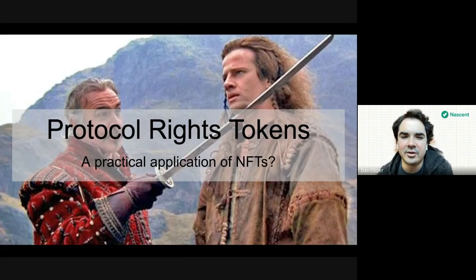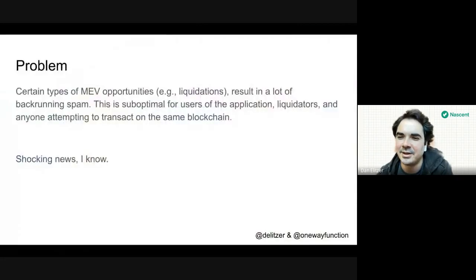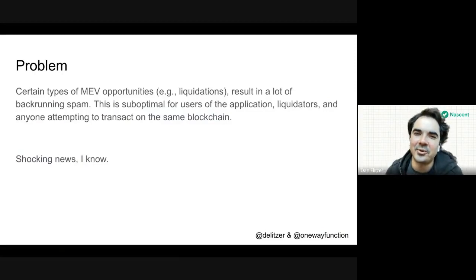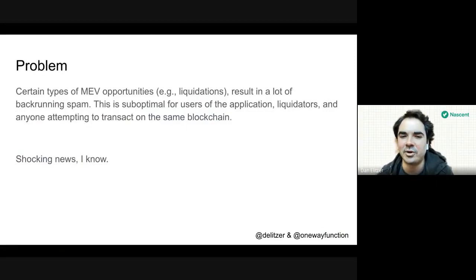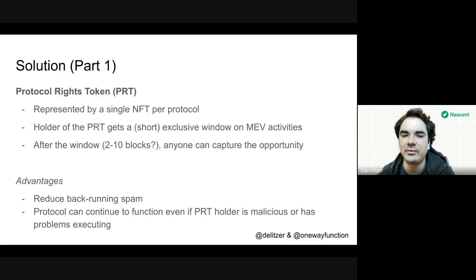And so we called this protocol rights tokens, and another name considered was Highlander tokens. There can be only one. To emphasize overall, we all know that a lot of MEV opportunities are just not really great for the network and for users in a lot of ways. But the first piece of this proposed solution is to have a single NFT per protocol, and the address that holds that NFT gets an exclusive window on capturing some of these MEV activities.